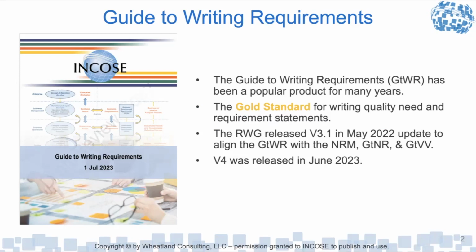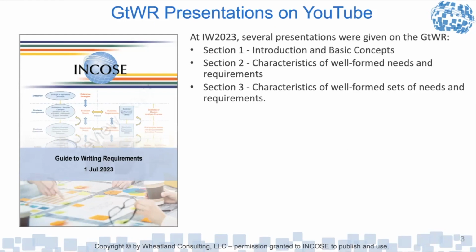This presentation is based on the characteristics and rules that are communicated in version 4 of the Guide to Writing Requirements. At IW 2023, I gave several presentations on the Guide to Writing Requirements. Section 1, which was an introduction and basic concepts. Section 2, characteristics of well-formed needs and requirements. And then a presentation on Section 3, characteristics of well-formed sets of needs and requirements.